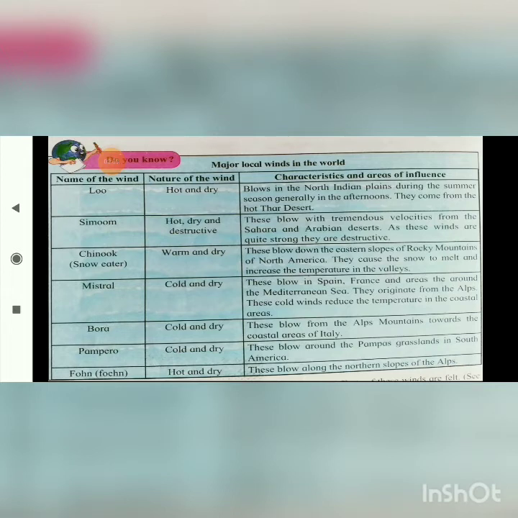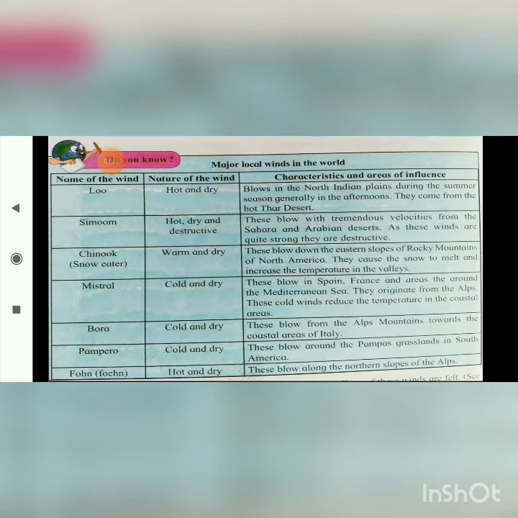Next kind of wind is Mistral. What is the nature of this wind? It is very cold and dry. These blow in Spain, France and areas around the Mediterranean Sea. They originate from the Alps. These cold winds reduce the temperature in the coastal areas.